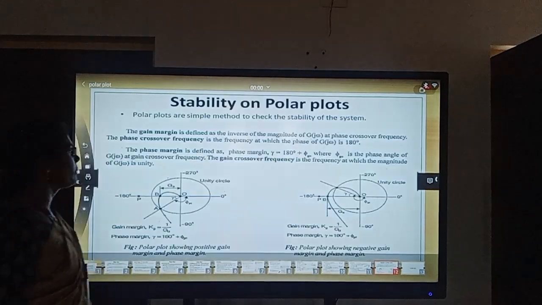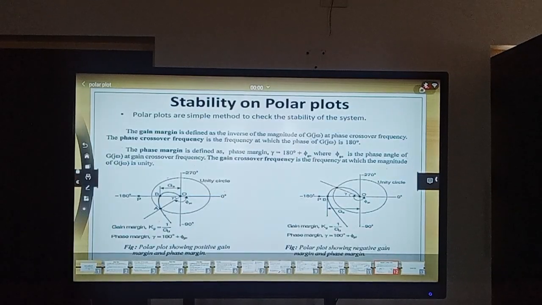Next is the stability of the polar plots. To state the stability, you have to draw the unity circle. When it is stable, minus 1 plus j0 lies on the left-hand side of the S plane. If I am saying it in the S plane, it will be the left-hand side of the S plane. If I am saying it in the GH plane, it should be in the form of minus 1 plus j0. That's what I told you. So we will be drawing the encirclement, the unity circle.